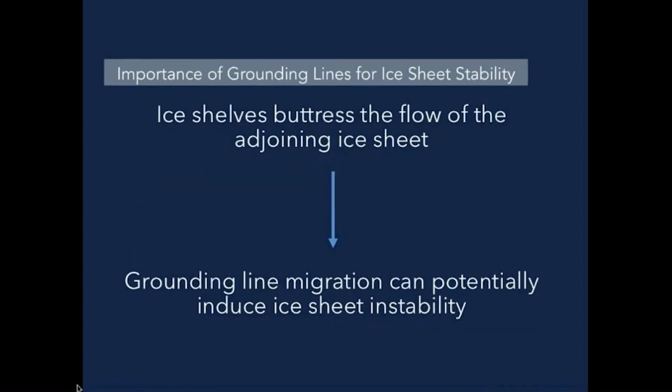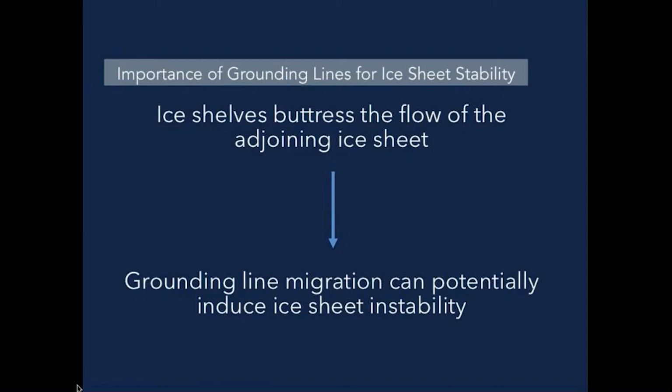So grounding lines are really important for the overall stability of an ice sheet. As I mentioned, they give that buttressing force that limits the flow of the ice sheet out into the ocean. And what happens is if the grounding line retreats, you can have the shelf thinning, and then eventually it's kind of similar to loosening a cork on a bottle. So if you have a loosened cork and you flip that bottle upside down, some of the liquid that's in the bottle might spill out.